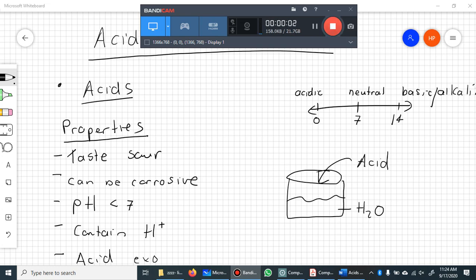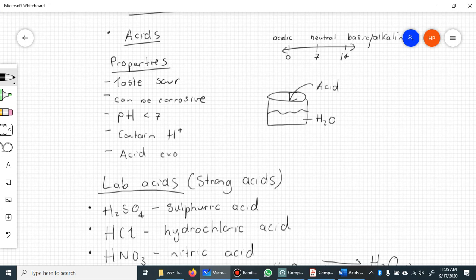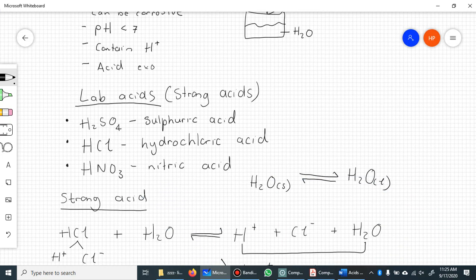The last video we focused on acids and bases and identifying what makes something a strong acid. Now we're going to go on further and look at bases specifically. So we said the properties of acids were things like they had a pH below 7, acids contain hydrogen, they have exothermic reactions when diluted with water, they taste sour if they're safe to taste, and they are corrosive. Then we went through a list of strong acids, which you need to memorize.